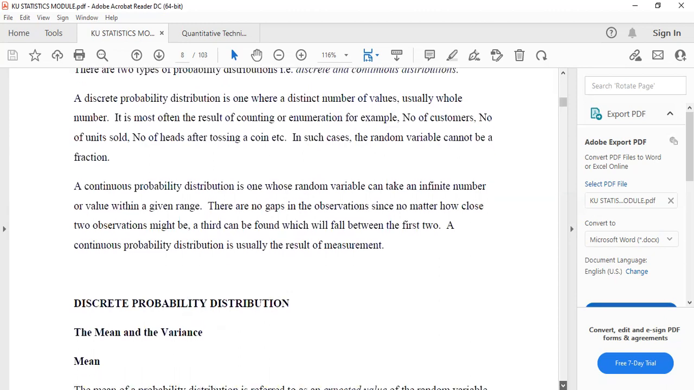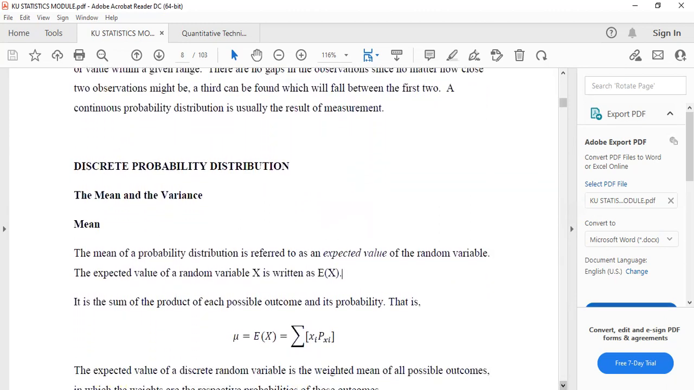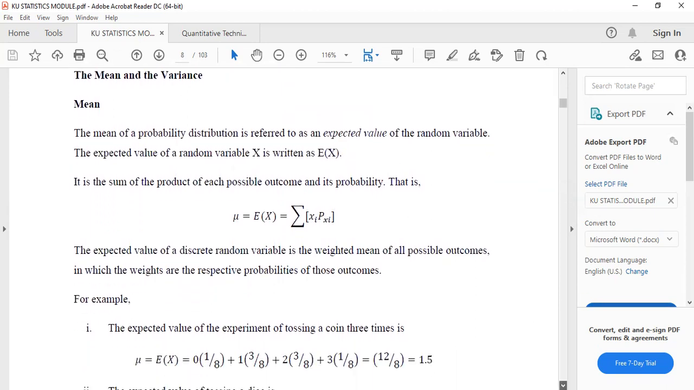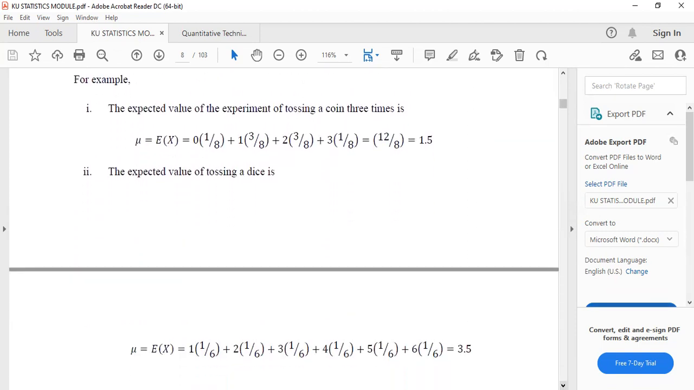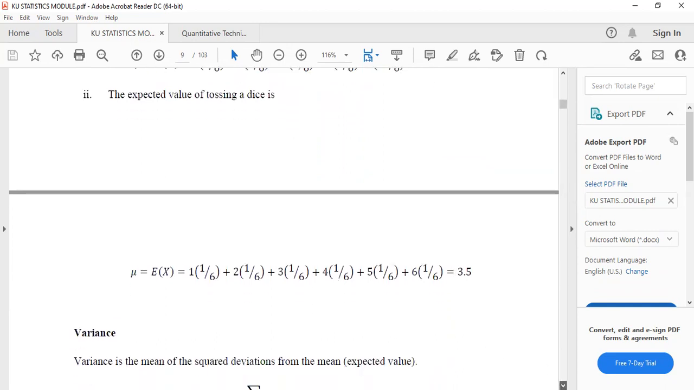So I hope you've written the expected value is E of X. So our mean is E of X, which is the summation of all the outcomes multiplied by the probabilities. So this one will be giving you 3.5. Now that is the mean.